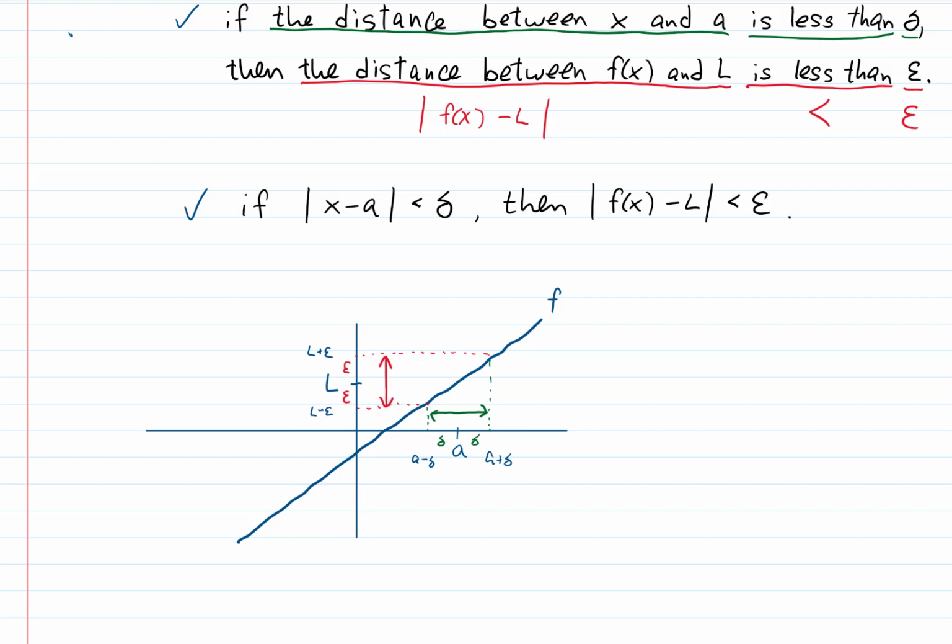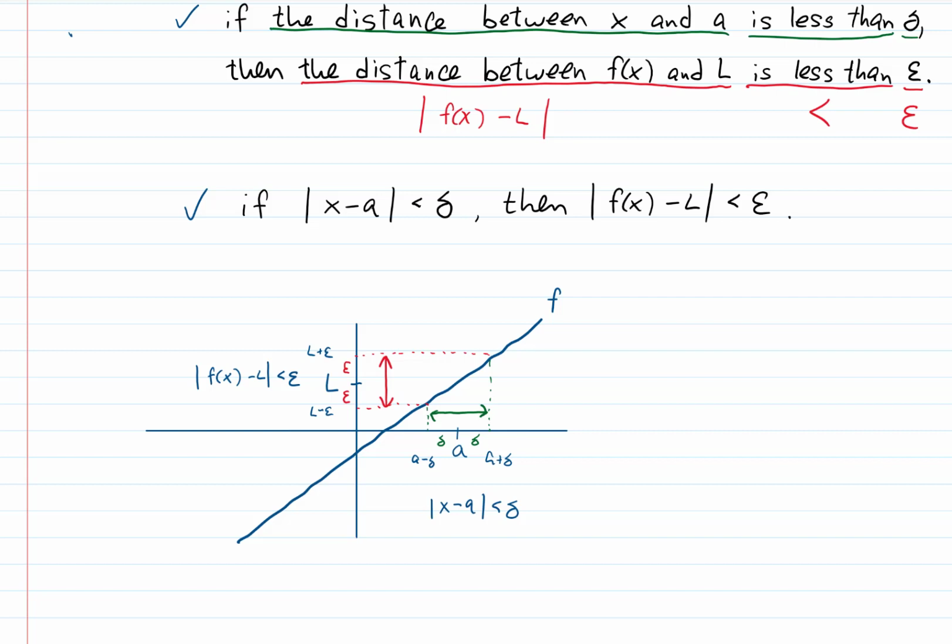In other words, if the distance between x and A is less than delta, then the distance between f of x and L will be less than epsilon. That's how limits are defined. Okay? Now what did I say about that epsilon? I say that's a margin of error, right? And I say you place the margin of error on there.